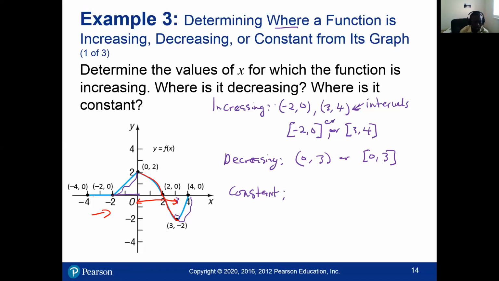Where is the function constant? We can see it from here. If we pick this one, it's going to be here. See the green part, it is constant there. So what are the x values? It will be from -4 to -2. Or if you want to use the brackets, from -4 to -2. This is to show you, but for the rest of the class, I'm going to use parentheses to write these down, so that will be consistent.